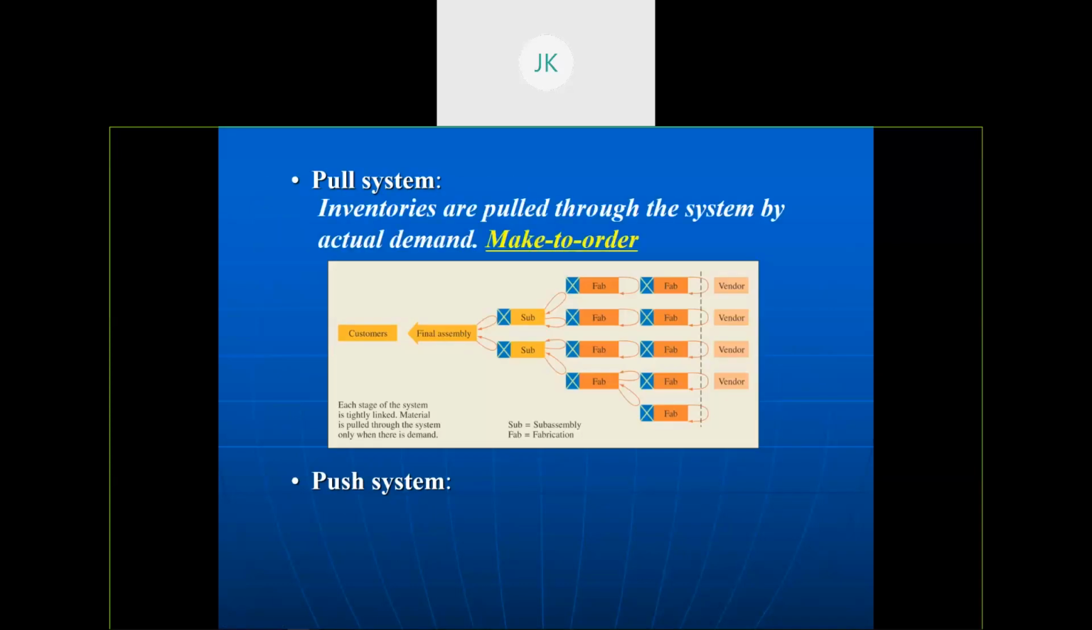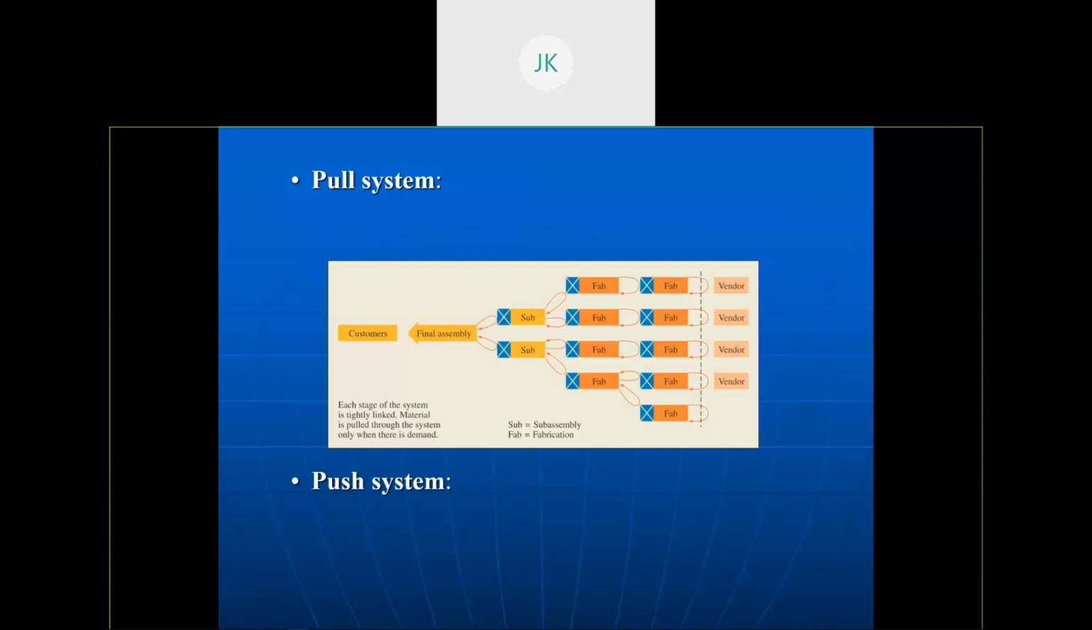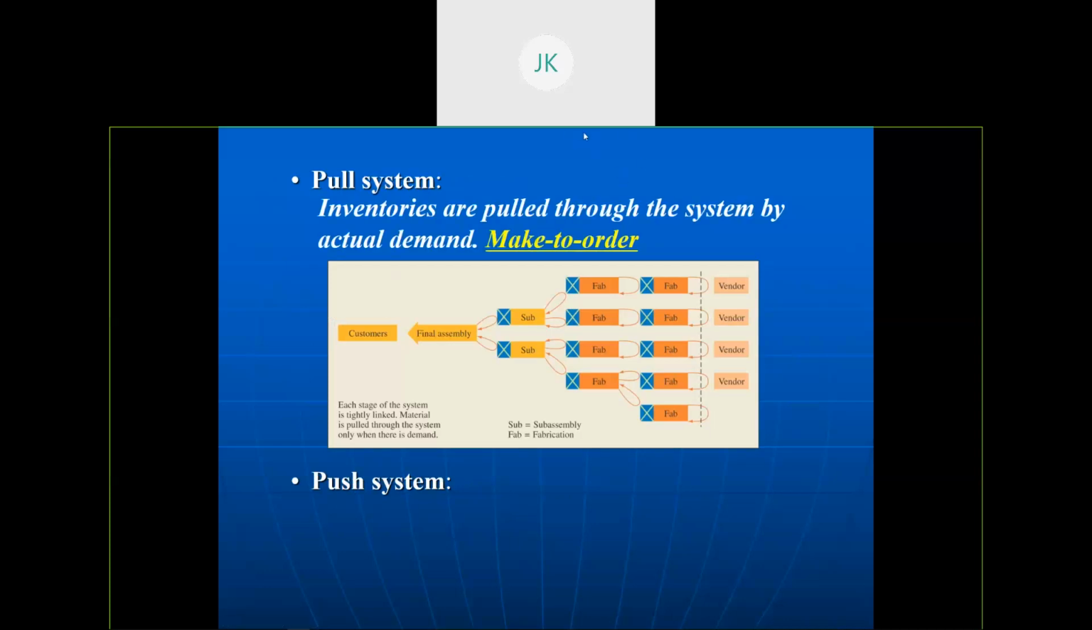In a pull system, inventories are pulled through the system by actual demand. So actual demand, a customer order, then the system starts. That is a make-to-order system. The JIT system is a pull system and a make-to-order system. Okay, I will show you why it is a pull system.